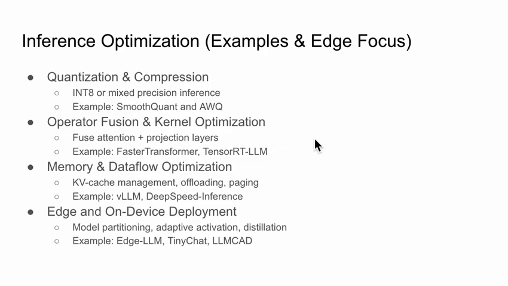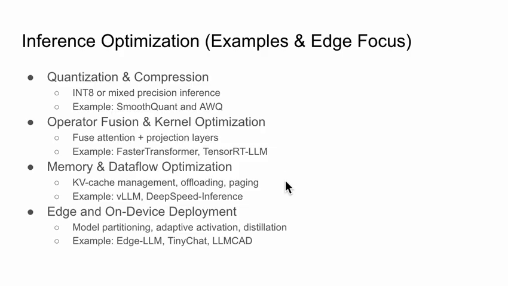Second, operator fusion and kernel optimization combine multiple operations, such as attention and linear projections. They combine them into a single kernel to reduce intermediate memory access. Frameworks like FasterTransformer and TensorRT-LLM are widely used in both cloud and edge inference for this reason.